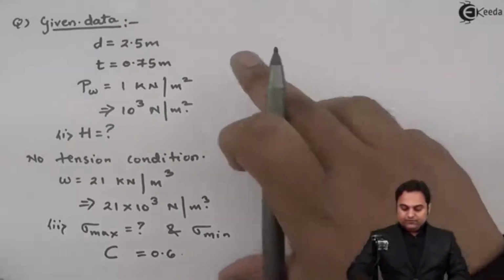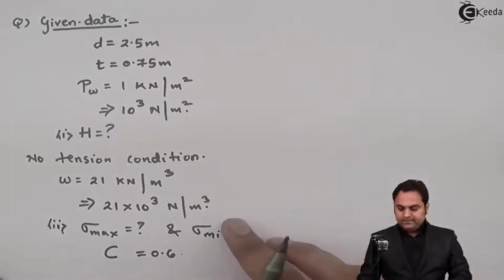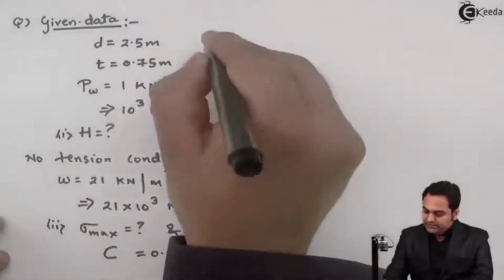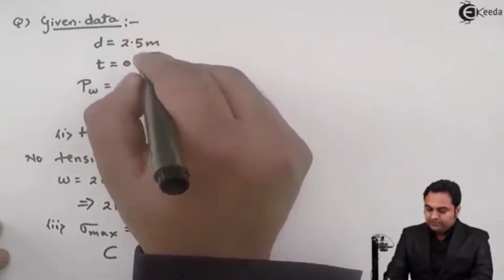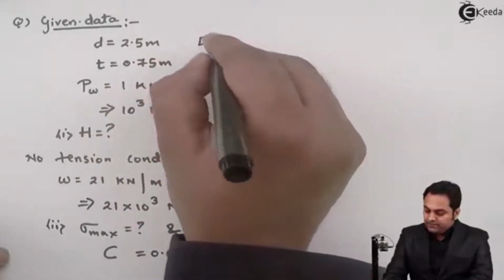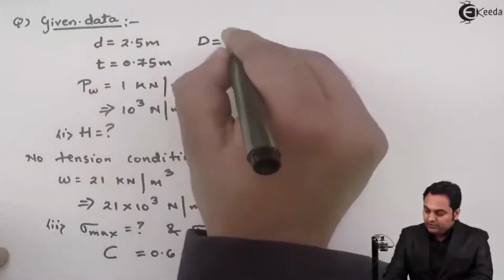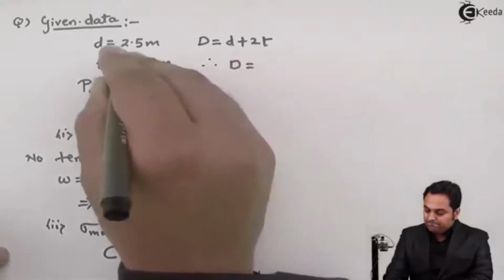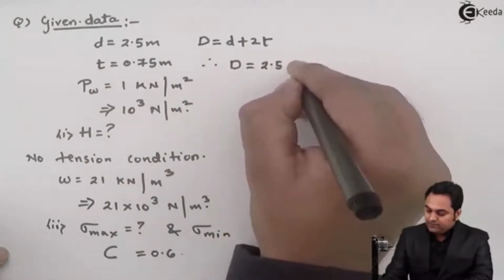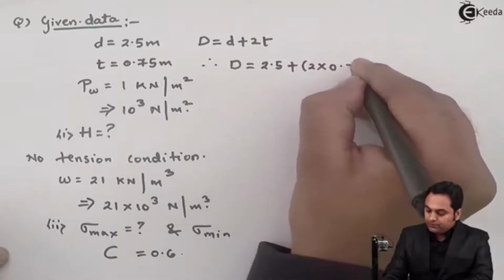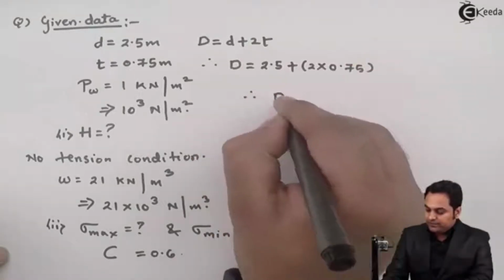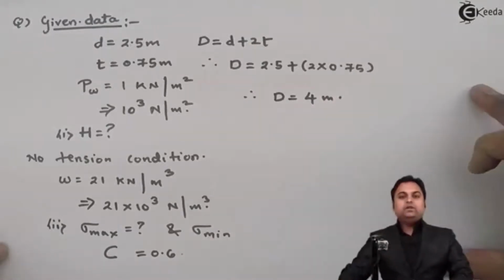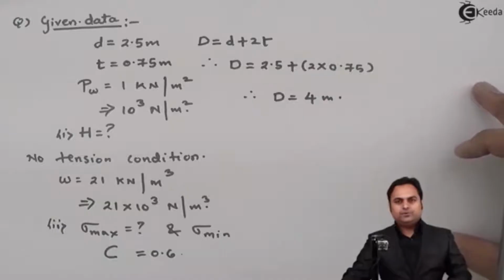So now with the data available, the next thing is I can start with the diagram. Here as we see small d is given, we can even get capital D from here. I can get capital D as small d plus twice into thickness. So therefore capital D will be 2.5 plus 2 into 0.75. So therefore capital D comes out to be 4 meter.